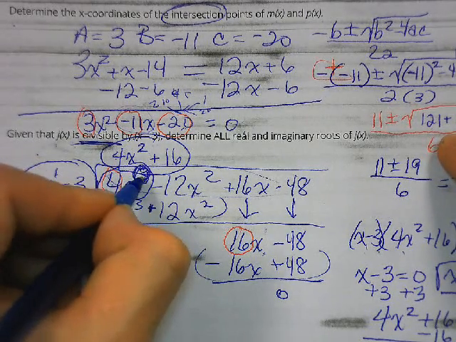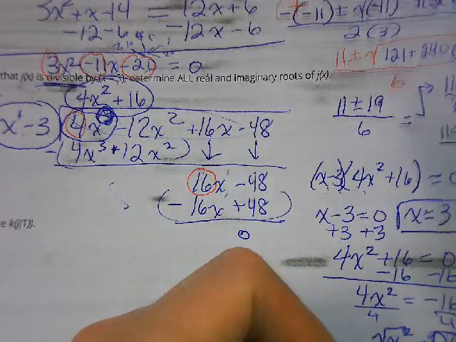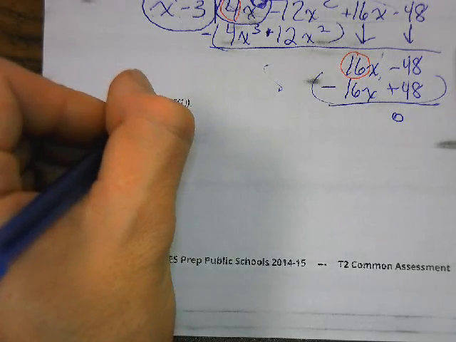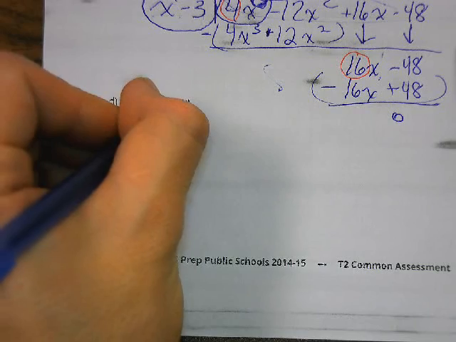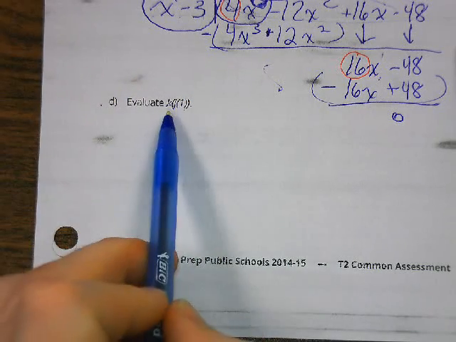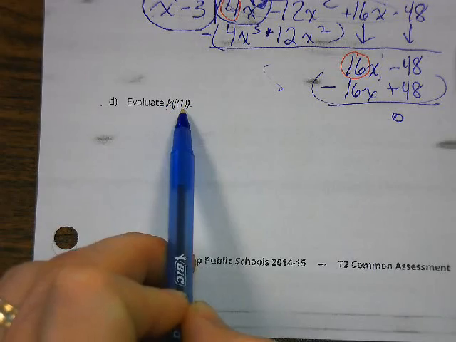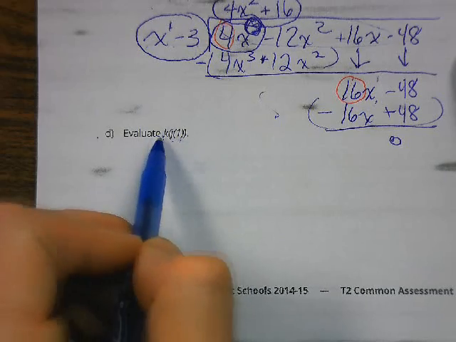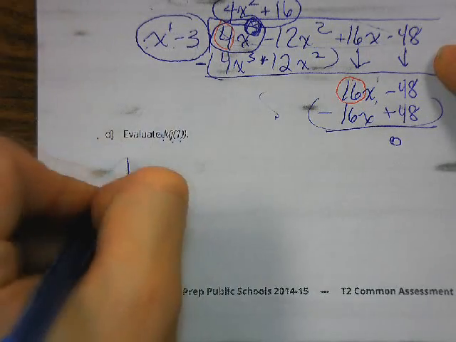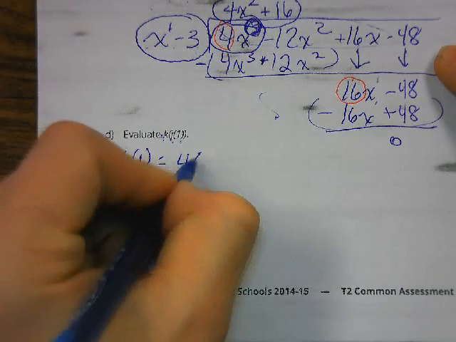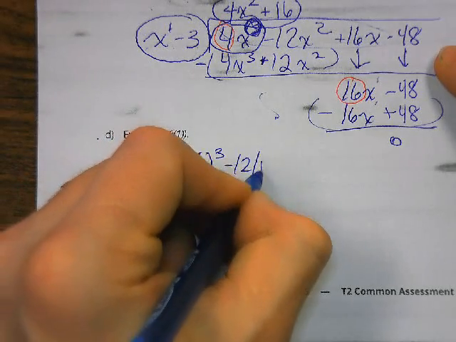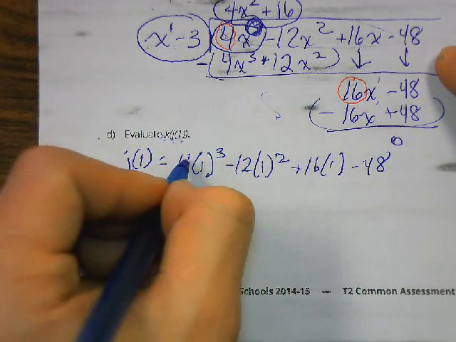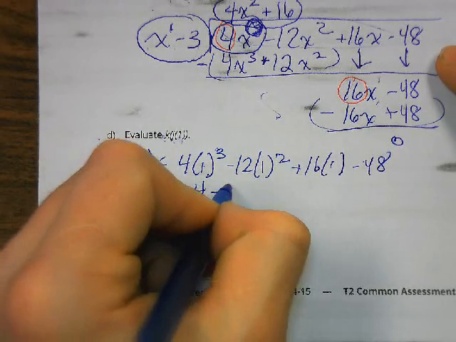Letter D says evaluate the function k when the function j is at 1. Evaluate the function k when j equals 1. So let's evaluate j at 1, and then we'll evaluate whatever that comes out to be at k. So j of 1 equals 4 times 1 cubed minus 12 times 1 squared plus 16 times 1 minus 48. So 1 cubed is just 1, so 4 minus 12 plus 16 minus 48 is where we're going to start. And let's reduce our terms.